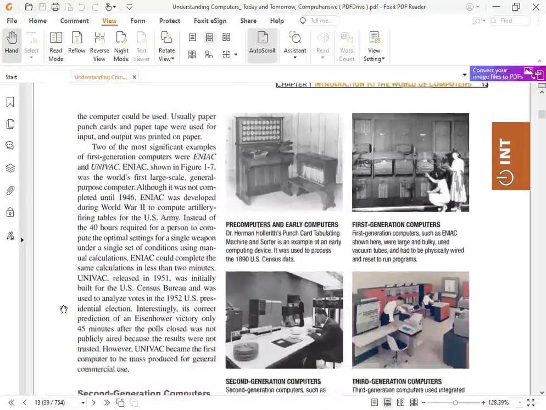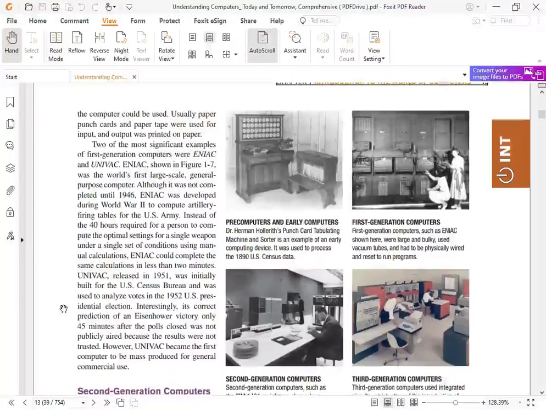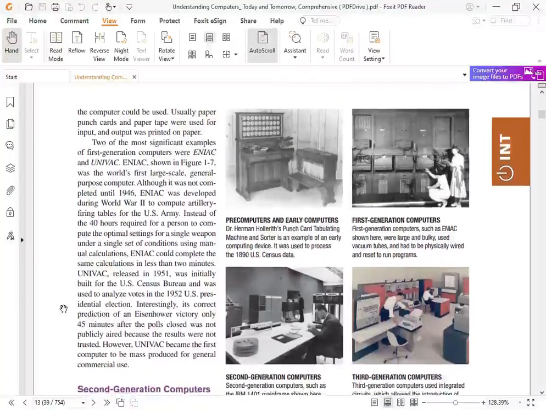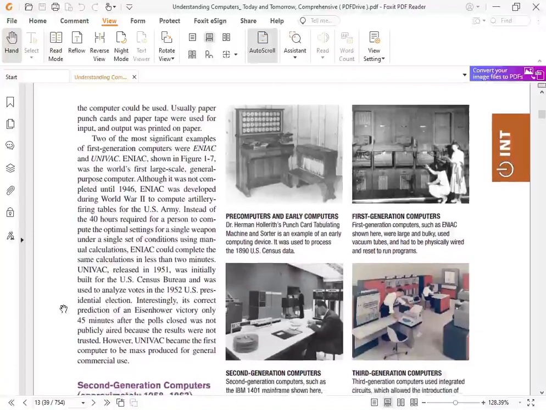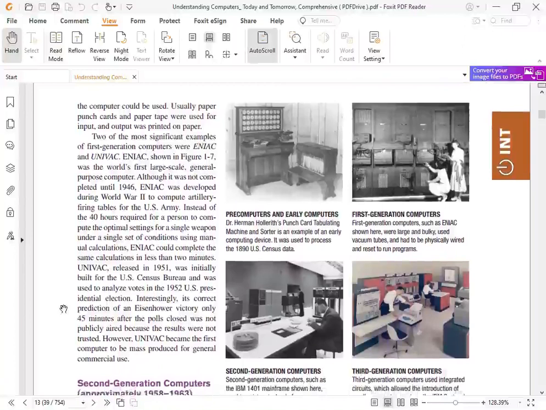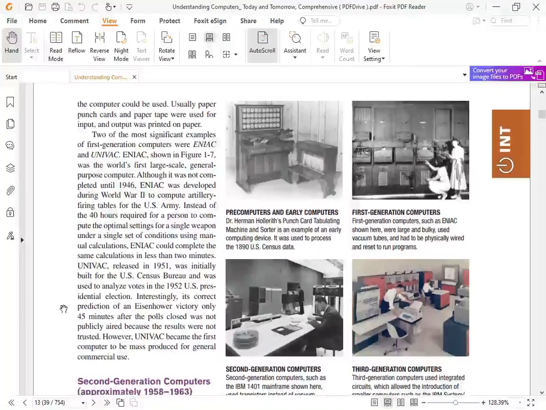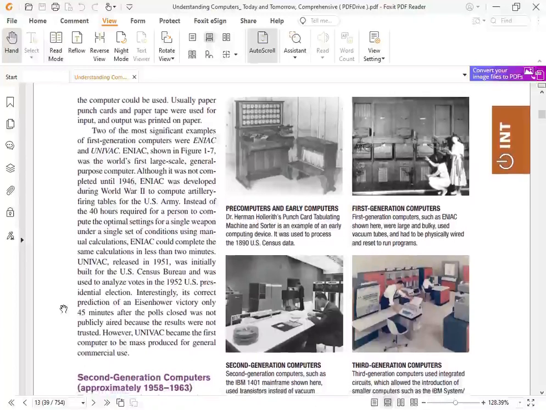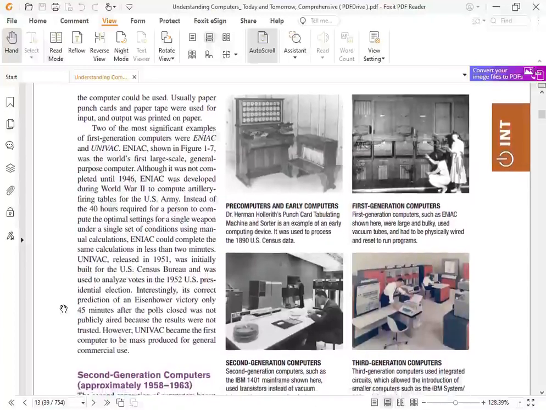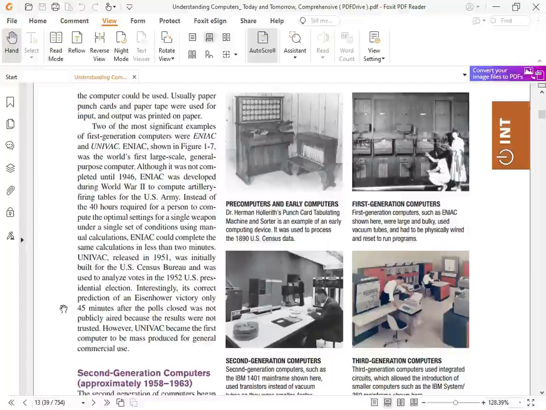UNIVAC, released in 1951, was initially built for the U.S. Census Bureau and was used to analyze votes in the 1952 U.S. presidential election. Interestingly, its correct prediction of an Eisenhower victory only 45 minutes after the polls closed was not publicly aired because the results were not trusted. However, UNIVAC became the first computer to be mass-produced for general commercial use.